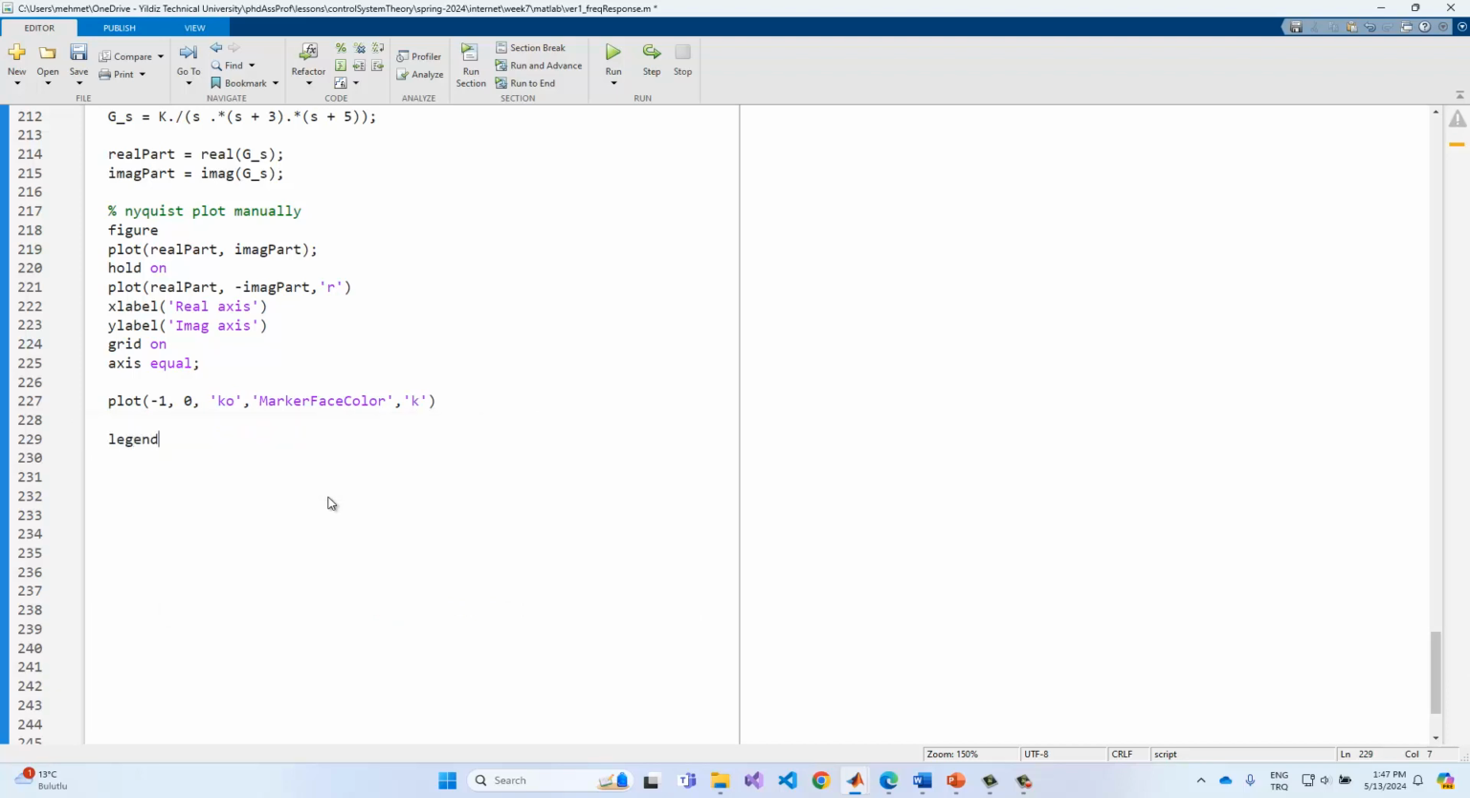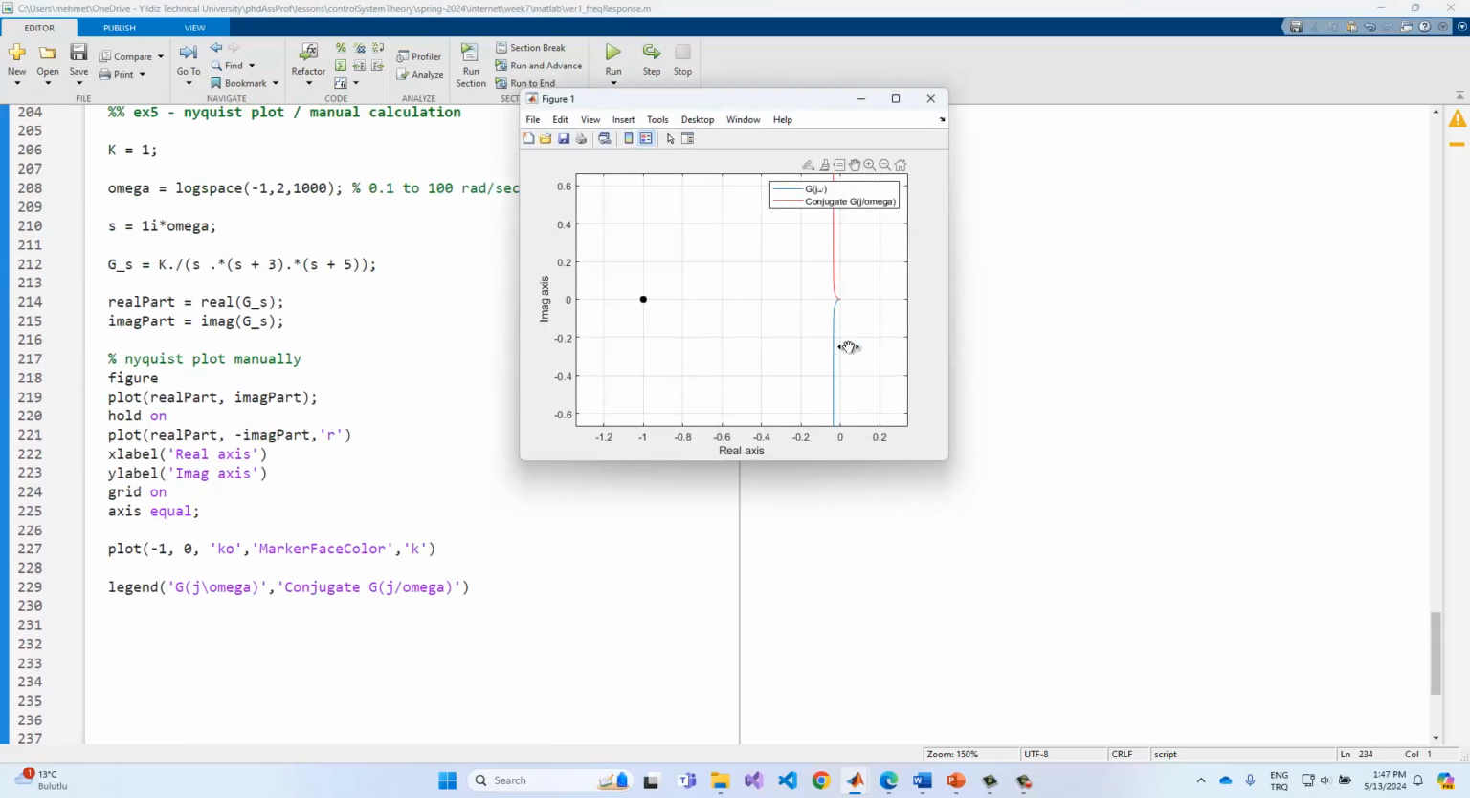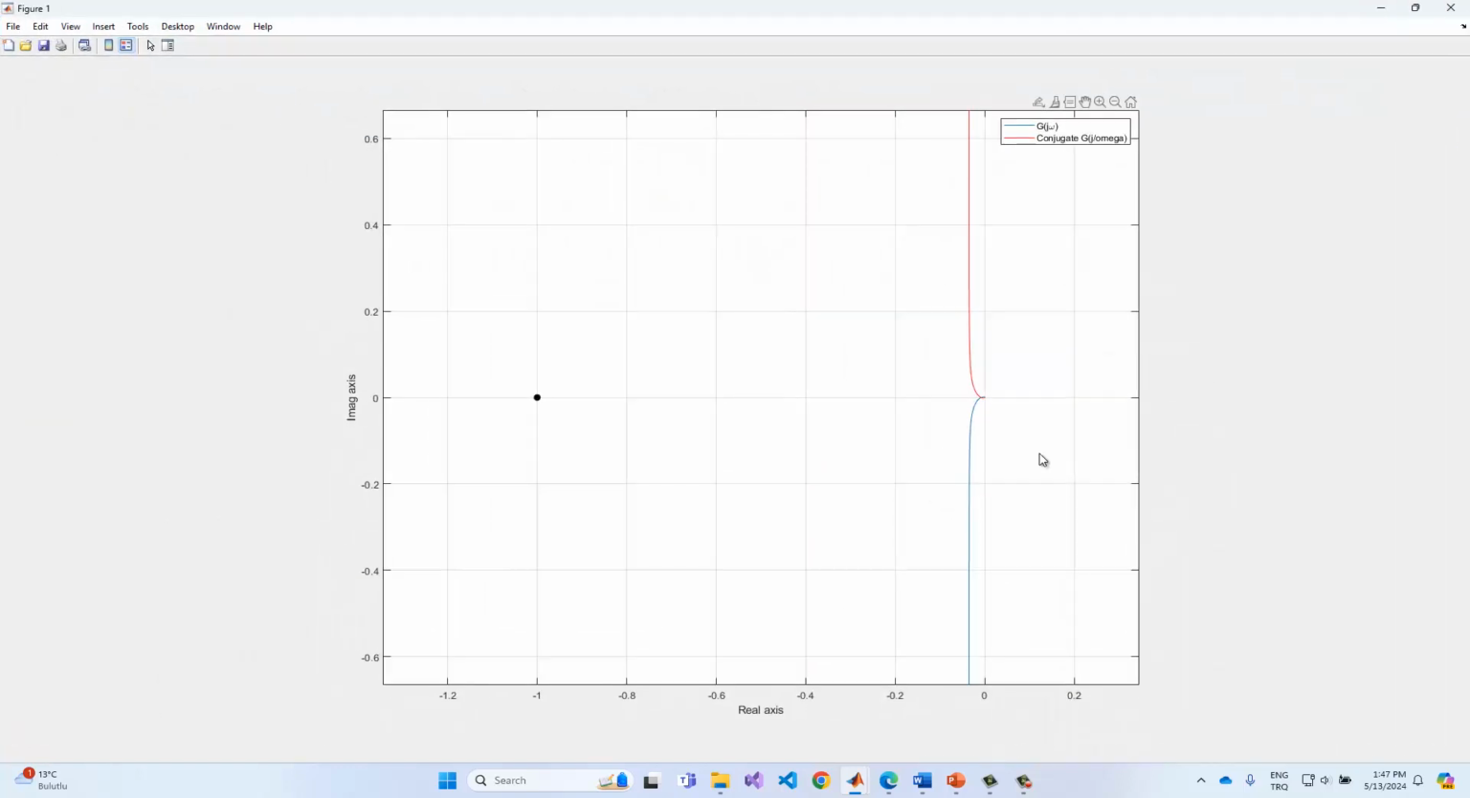And so the legend should be given in here: j omega, right? And also the conjugate, j omega. This is the simplest way to draw the Nyquist plot in here, just like this one. See that? It's the complex conjugate formulation, and so this is the normal real part of this study, okay?